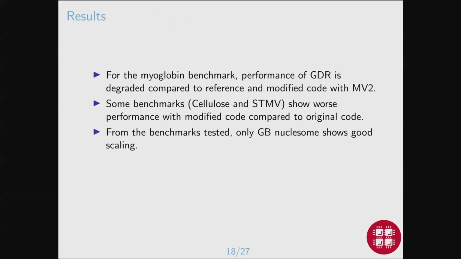There were a few results that we didn't expect. There's one case, the myoglobin benchmark, where the performance of GDR degraded compared to the reference and modified code with MVAPICH2, and that's something that we haven't been able to figure out. We also had two benchmarks, the cellulose and STMV benchmarks, where for some reason, with just vanilla MVAPICH2, going from the original code to the modified code showed some performance degradation. And the other thing is that the nucleosome case showed good scaling, but a lot of the other cases showed poor scaling when you go up to higher node counts.